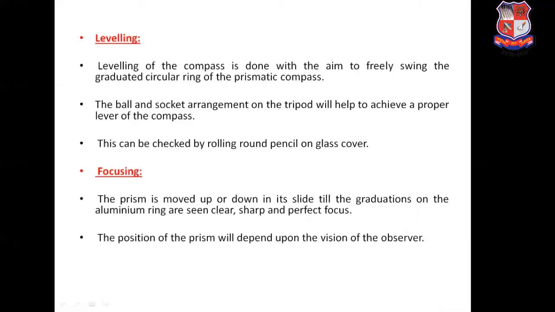The ball and socket arrangement on the tripod helps to achieve proper leveling of the prismatic compass. This can be checked by rolling the round pen on the glass cover. If the pen is rolling in any direction, we have to adjust the leveling of the prismatic compass by using the ball and socket arrangement provided in the light tripod stand.